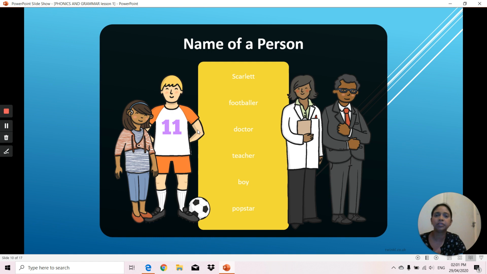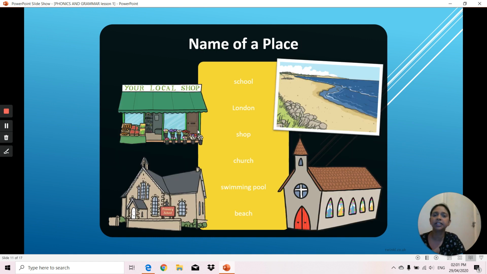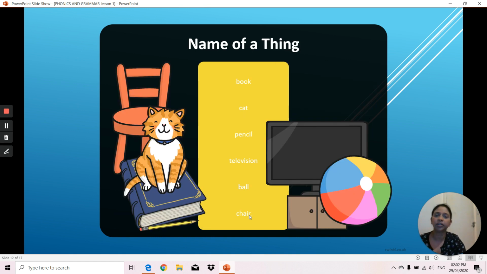So I've got names of a person, like Scarlett, a footballer, a doctor, a teacher, boy, and a pop star. All these are names of a person. Again, a noun is a name of a person, a place. So we've got a school, we've got London, shop, church, a swimming pool, a beach. And these are all names of places. And lastly, a noun is a name of a person, a place, or a thing. So names of things could be a book, a cat, a pencil, a television, a ball, or a chair.